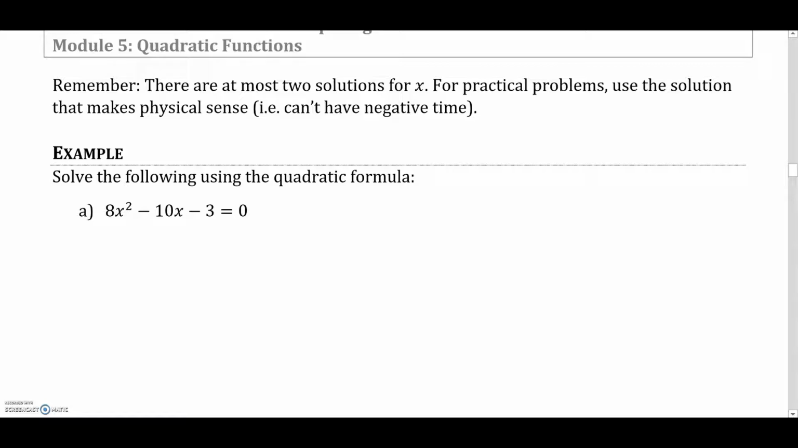So looking at our first example, we want to solve the following using the quadratic formula. Before applying the formula, we should verify that all the terms are on one side of the equation and your equation is equal to 0.